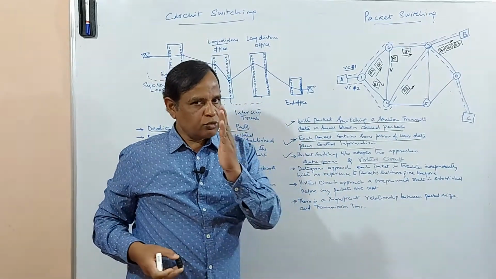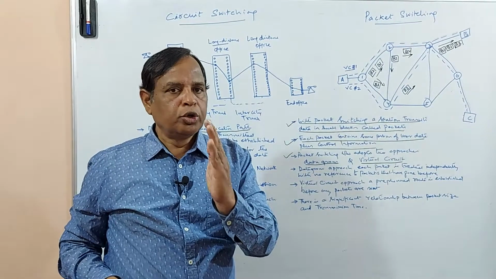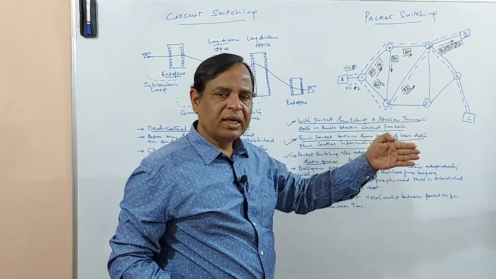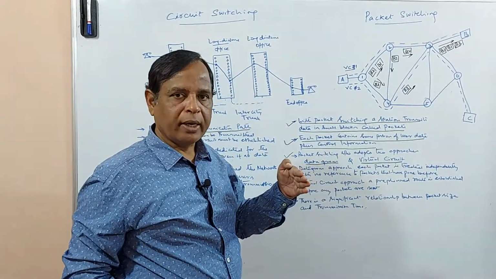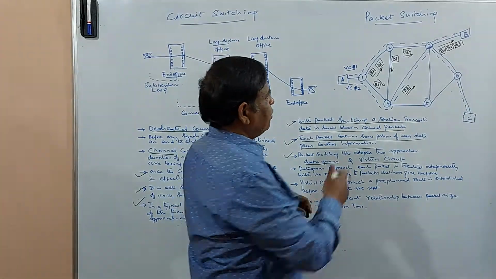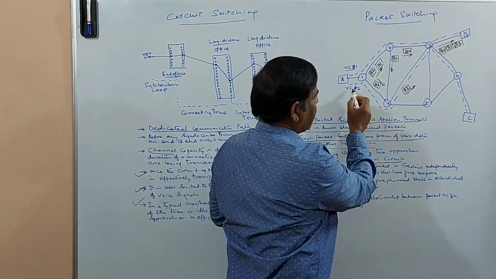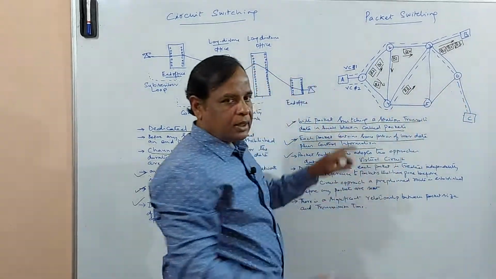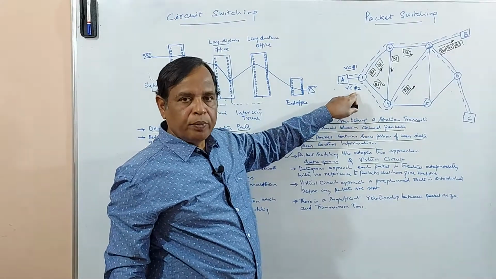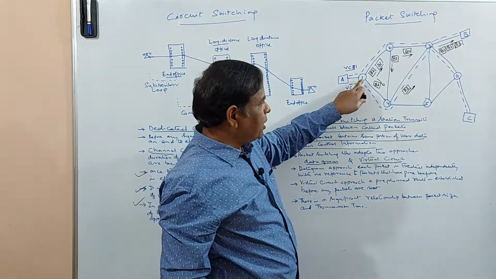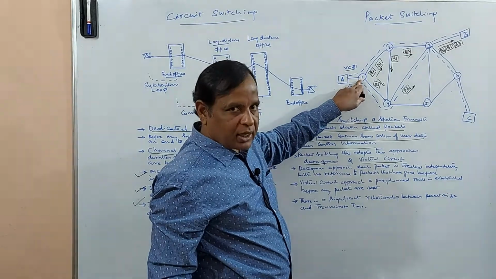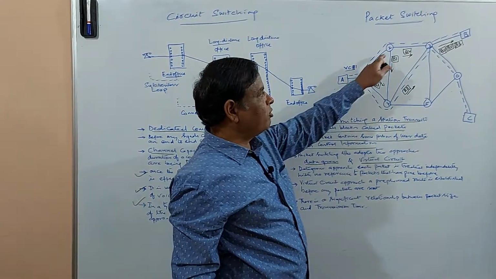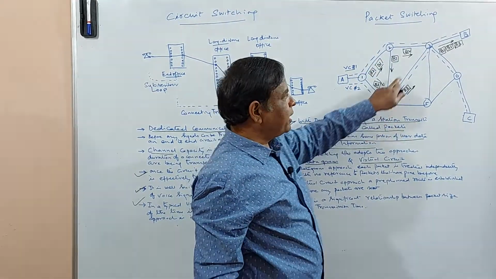So you should clearly understand this difference between circuit switching and packet switching, especially the virtual circuit. Similarly, if you want to send data from A to C, another virtual circuit is set up like this. These dotted lines show the virtual circuit with the number 2. If any packet comes with virtual circuit number 2, this node will send to 4. Node 1 will send to 2. From 4, it has gone to 3.